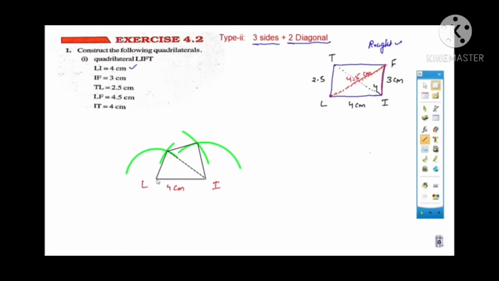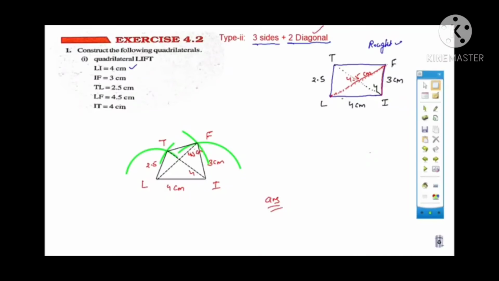Yes my dears, what have you left here? Yes, you have to draw the diagonals. They have given the measurement of diagonals, and you have to mark the points T and F. Remember my dears, without marking the points you will lose your marks in your examination. So you have to mark the points as well as the measurements, whatever they have given in the question. Write the measurements of diagonals and also sides.